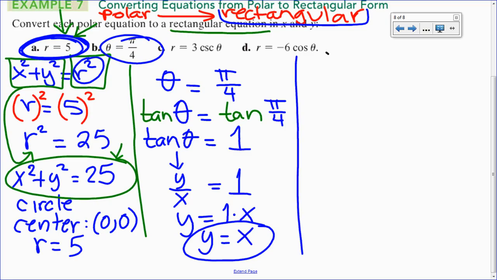All right, the third one, which is C, that will be r equals 3 times the cosecant of theta. Okay, so what we're going to do first is use the reciprocal of cosecant. So what is the reciprocal of cosecant? Sine. So this will be 3 over sine theta.